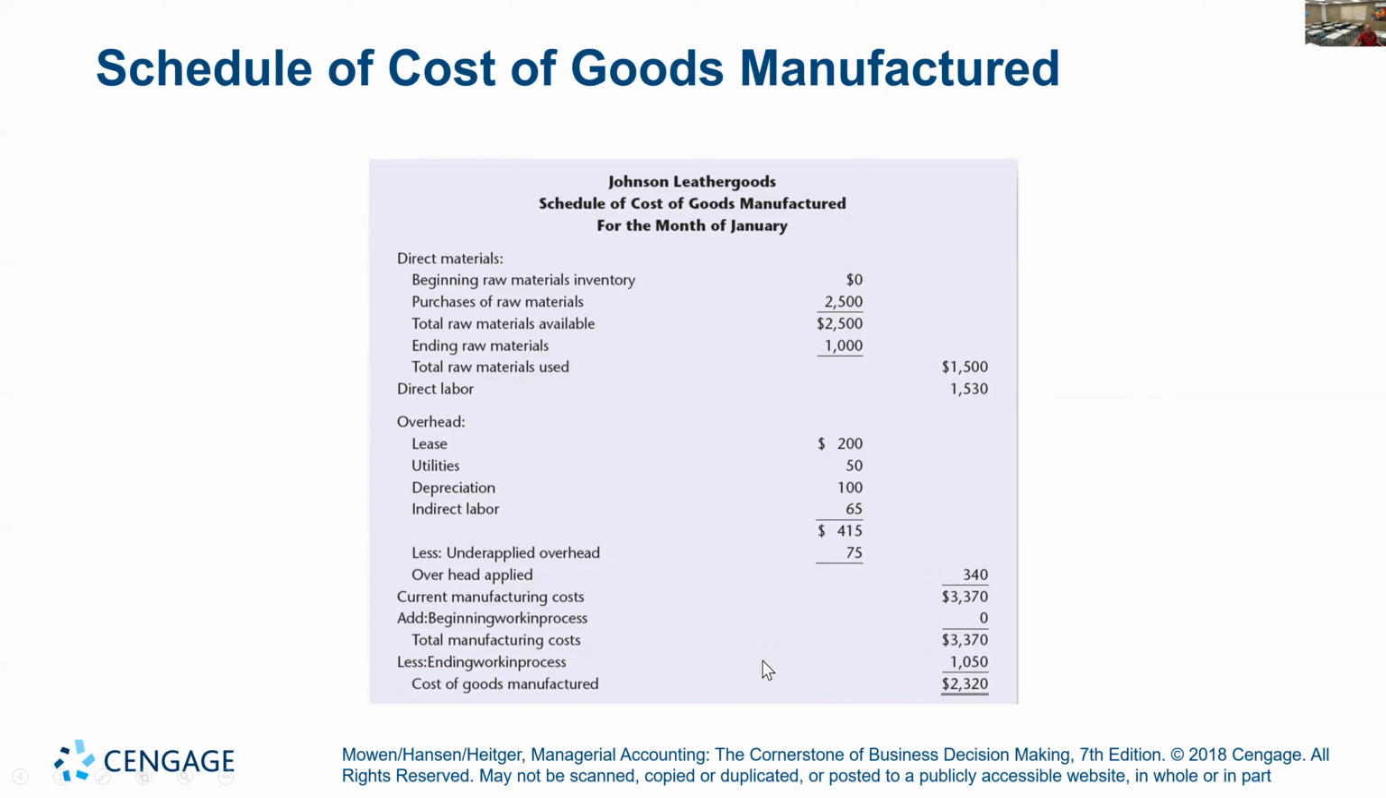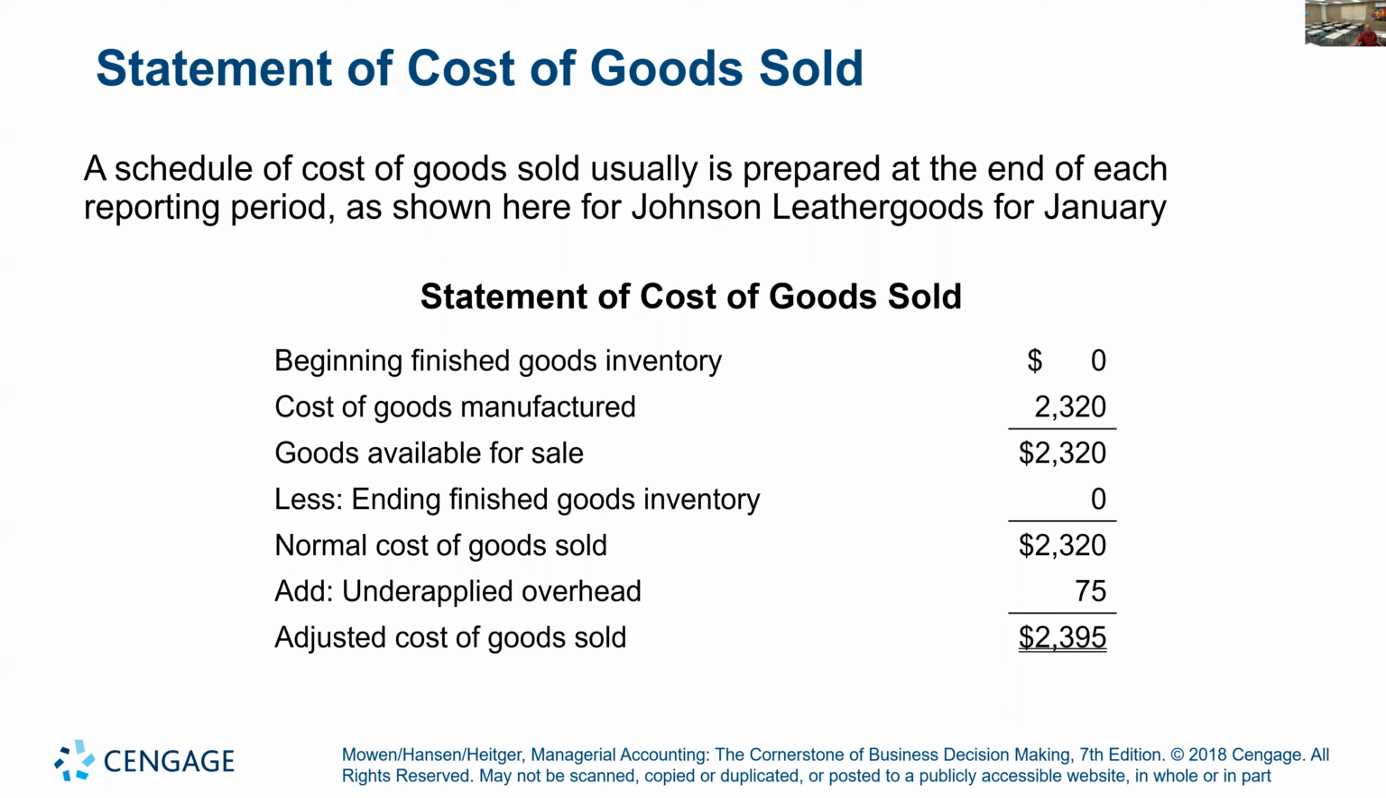And then our schedule of cost of goods manufactured, kind of a review of what we went through in chapter 2. Then we start with our raw materials, find out how much we used, plus our direct labor, plus our overhead. Here we make that adjustment for the under applied, over applied. Here we were under applied, okay. Finally we get to our cost of goods manufactured. After that, we can make our cost of goods sold statement. Notice that is where we are taking care of our under applied overhead right there again. It's increasing our cost of goods sold.